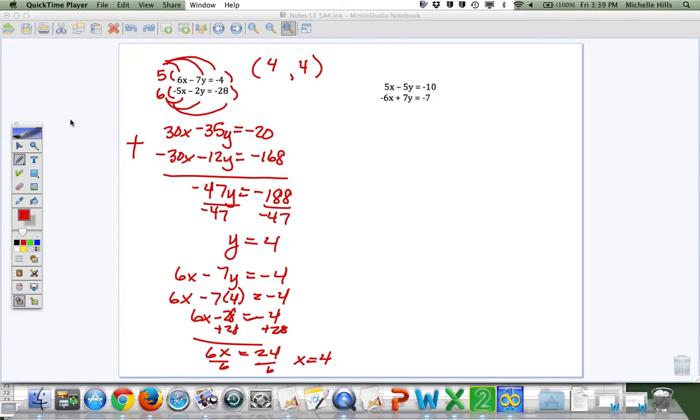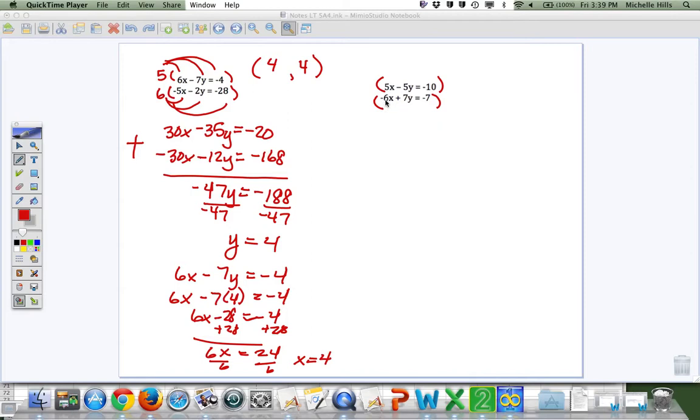Set of notes, hopefully, for this learning target are these last three examples. Now, I again notice the same thing I noticed on this one. I don't already see opposites, so I can't just add these equations together and eliminate or get rid of one of my variables. So I'm going to throw parentheses around this.